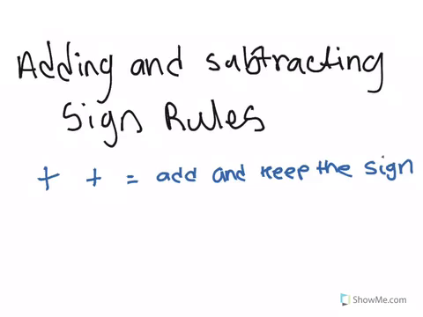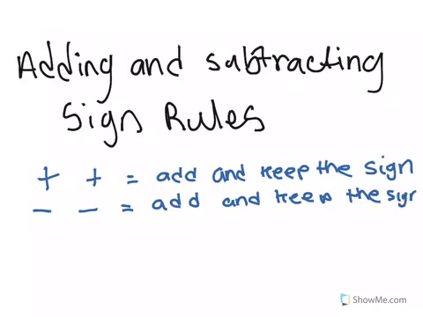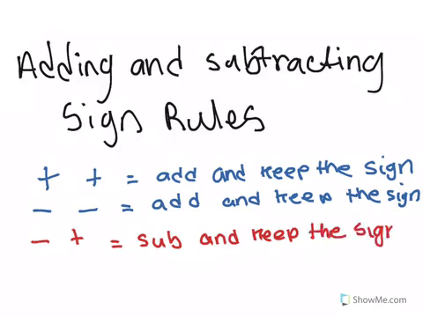right? If you have a negative and a negative, you're going to add and keep the sign. Okay. Now if you have a negative and a positive, you're going to subtract and keep the sign of the largest number.